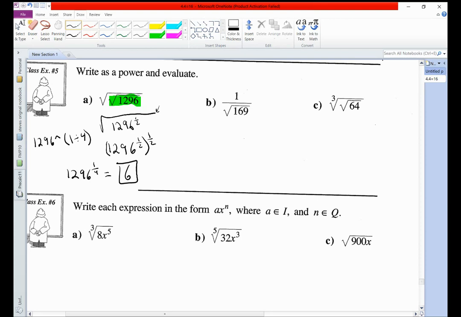I'm not going to do b. B's a little bit weird. The square root of 169 is 13, so we should just be able to write 1 over 13. They've got like 4 extra steps to get there, but it just makes the most sense to just evaluate that one.